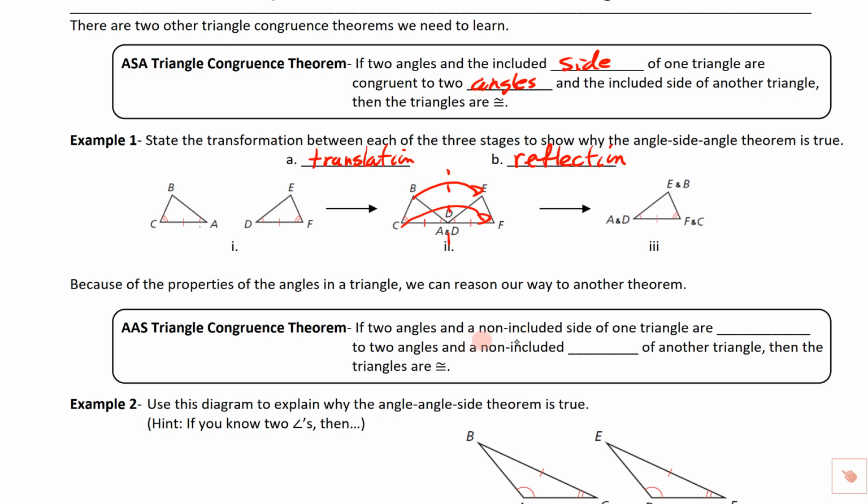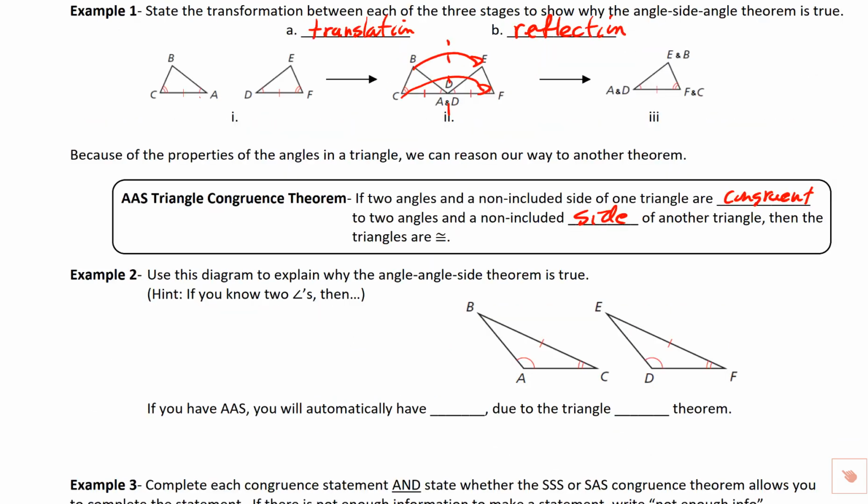And it says if two angles and a non-included side, so non-included side, that's going to be the one that's not in between the two angles, of one triangle are congruent, of course, to two angles and a non-included side on another triangle, then the triangles are congruent.